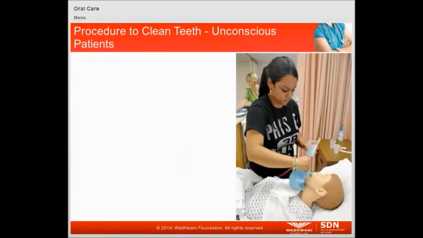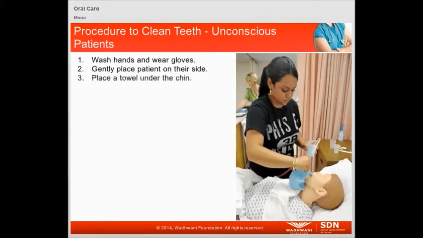Now let's take a look at the procedure to clean the teeth of an unconscious patient. 1. Wash hands and wear gloves. 2. Gently place the patient on their side. 3. Place a towel under the chin. 4. Place the emesis basin under the chin on top of the towel.